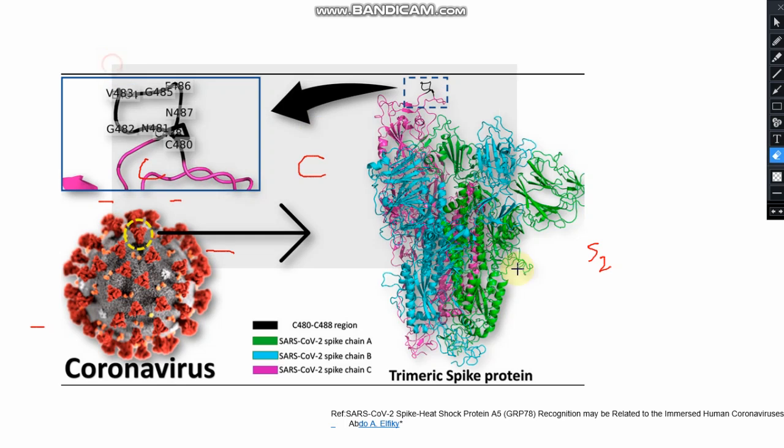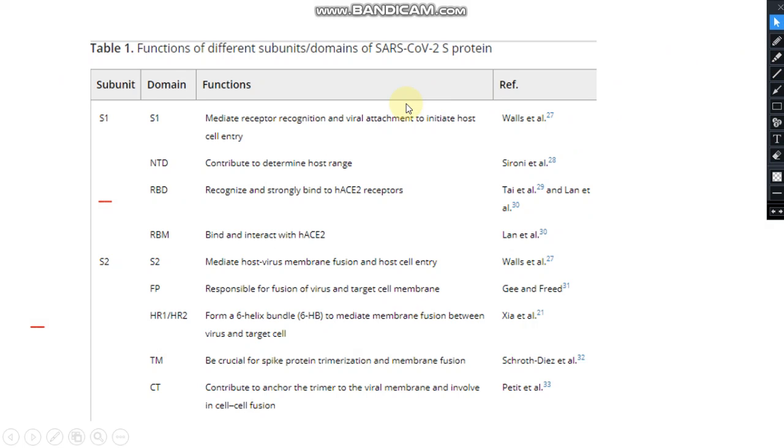So let's talk about the function of the different parts of this spike protein. Here you see the S1 and S2. The main function of S1 is to initiate host cell entry, so recognition and viral attachment.